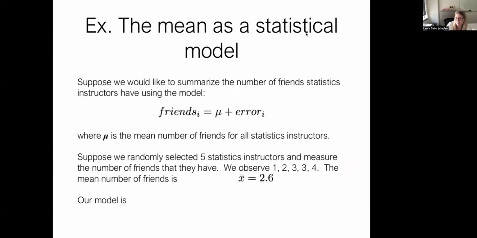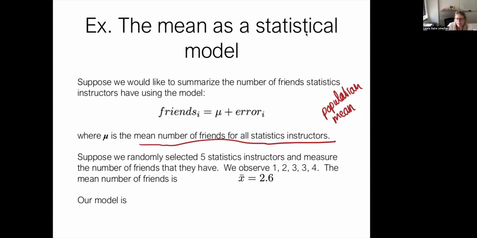So the simplest model a lot of times that we can use is simply the mean. Suppose we would like to summarize the number of friends statistics instructors have using the model. Friends of an individual instructor equals some mean that we know, our population mean, plus some error. So mu is the population mean number of friends for all statistics instructors, our population level data.